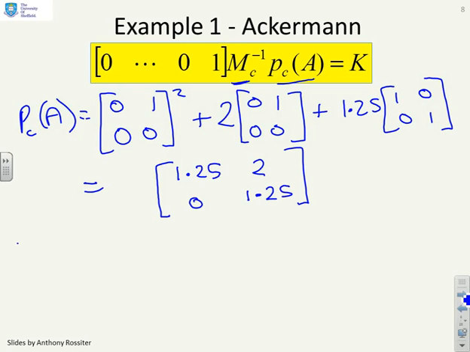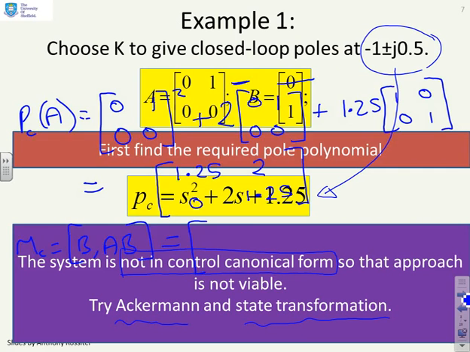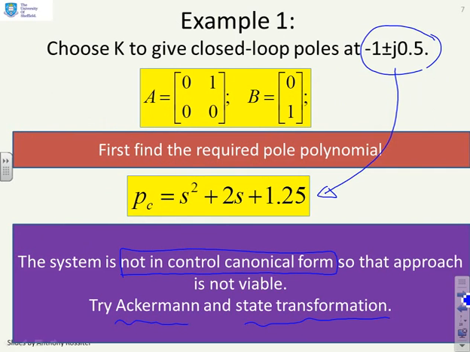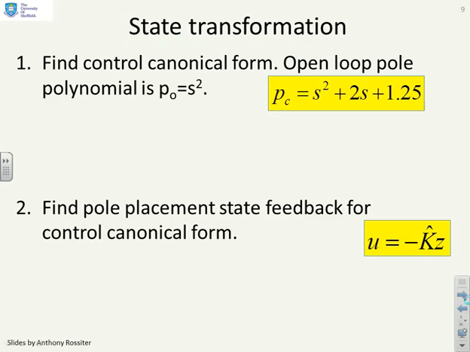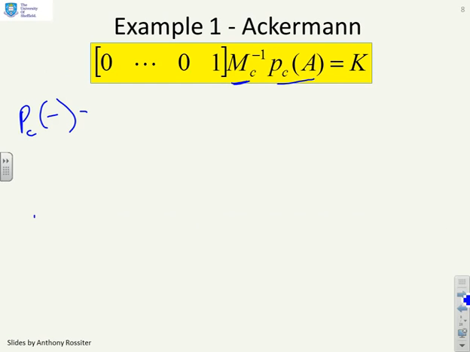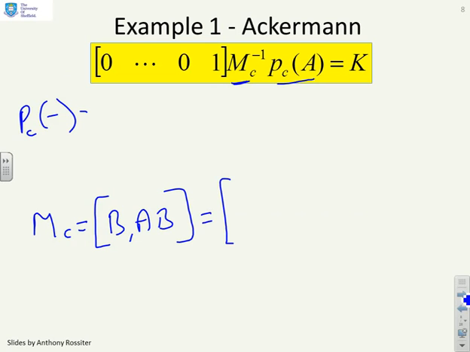Next, I need MC. So MC is going to be B and then AB. And what's that going to give me? Here you can see B. If I go to the previous page, just to remind you, there you can see A is [0, 1; 0, 0] and B is [0; 1]. We seem to have lost some of our stuff here, but we can recall it in a moment. So MC equals [B, AB], and that's going to be [0, 1; 1, 0].